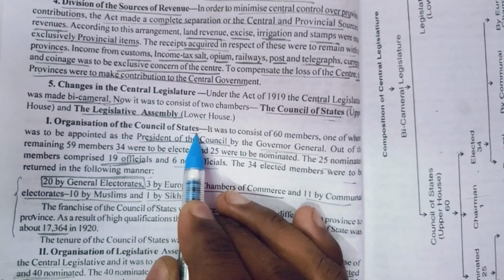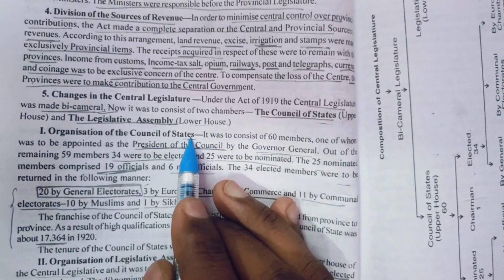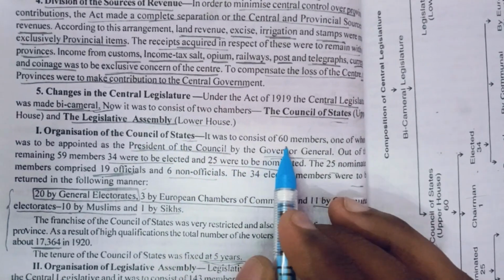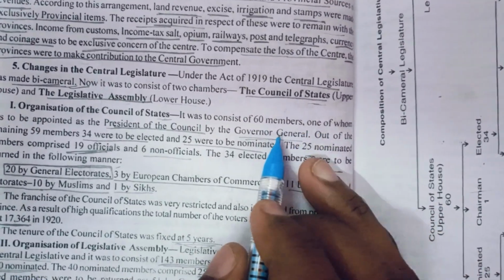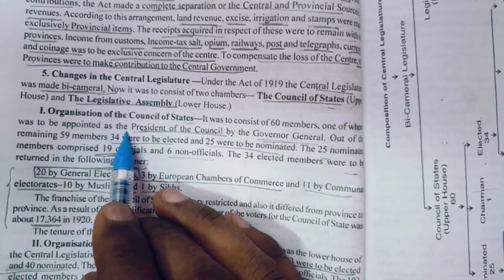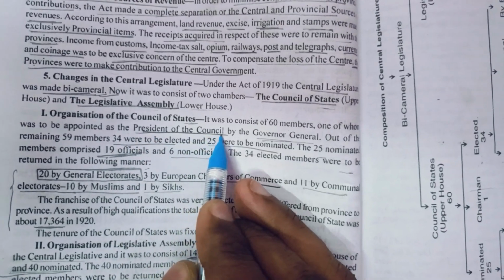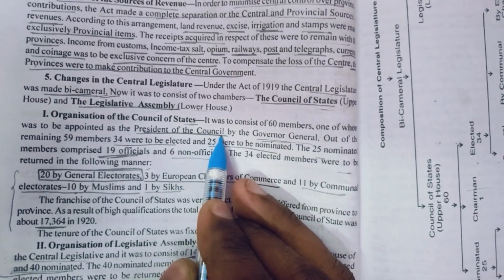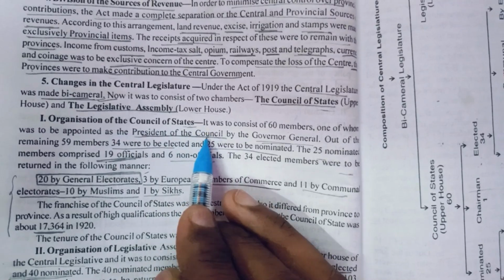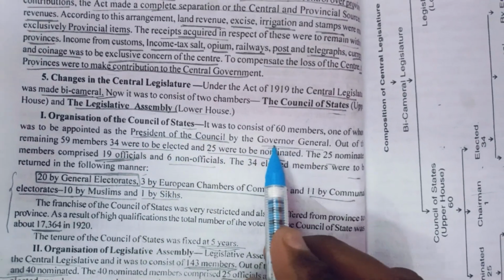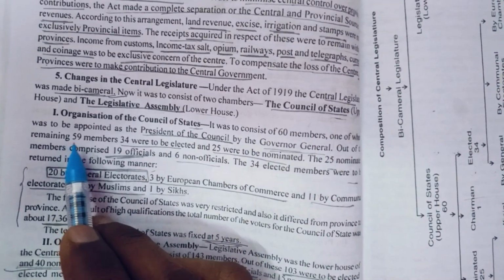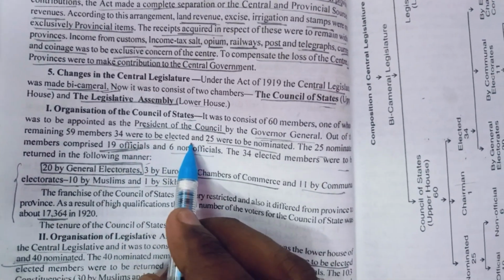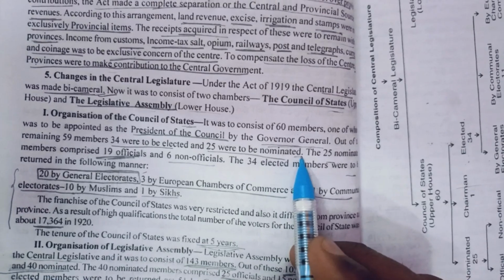Organization of the Council of State. Let's see the organization of the Council of State, which is the upper house. It was to consist of 60 members, one of whom was to be appointed as the president of the council, and he was to be appointed by the Governor General. Of the rest, 59 members, 34 were to be elected and 25 were to be nominated.